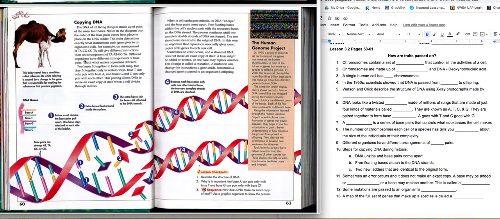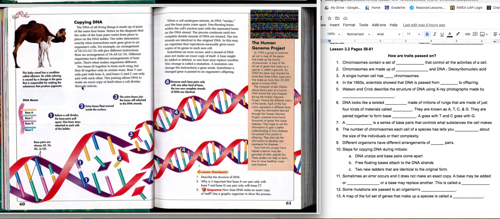Different organisms have different arrangements of base pairs. Okay, so there's your number 9. That's what makes the organisms different. Two bases fit together to form each rung, but they fit together only in a certain way. Here's where you had your notes for number 6. Base T can only pair with base A, and base G and C can only pair with each other.